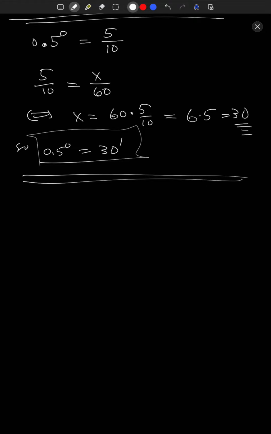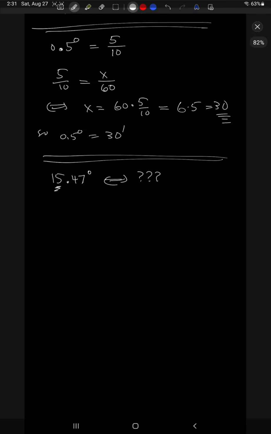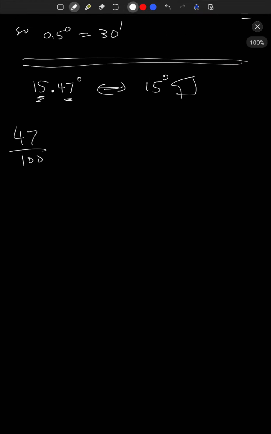All right. Let's get a little more complicated. 15.47 degrees, right? How do we express this in terms of degrees and minutes? So again, the 15 doesn't bother us at all. We know it's going to end up being 15 degrees and something. So it's really the 0.47 that's interesting. What is 0.47? 0.47 is 47 over 100, right? And our goal here is to think of that in terms of 60s, as opposed to hundreds. So this is going to be something over 60.